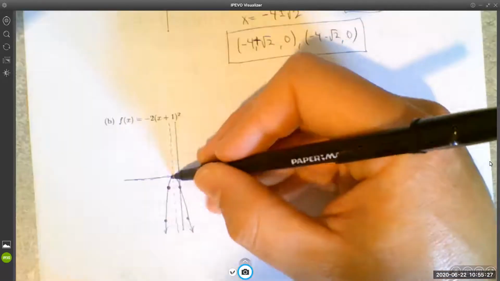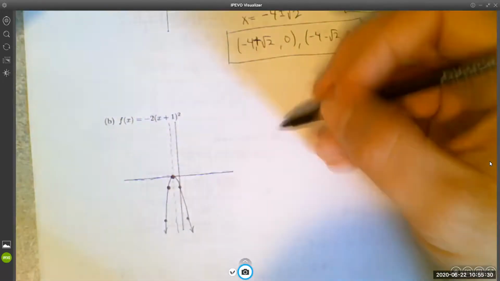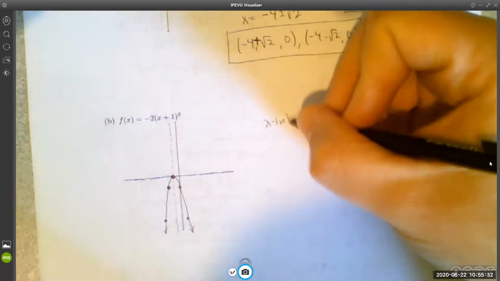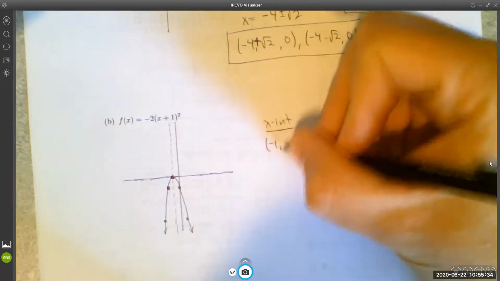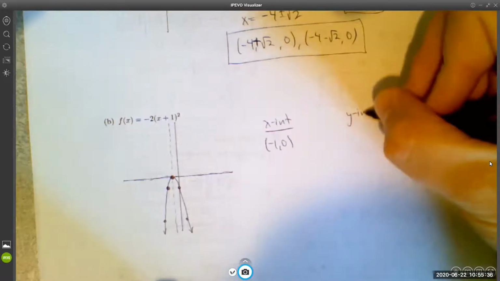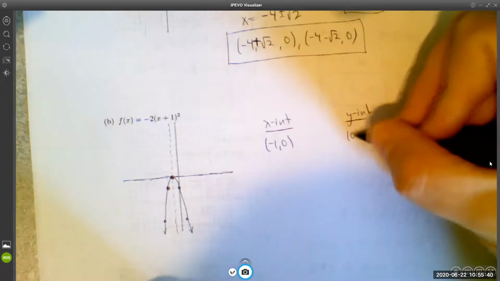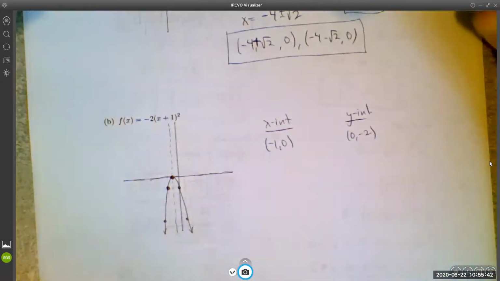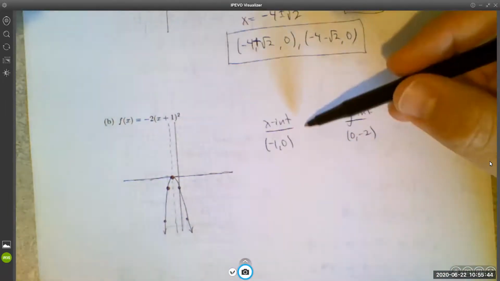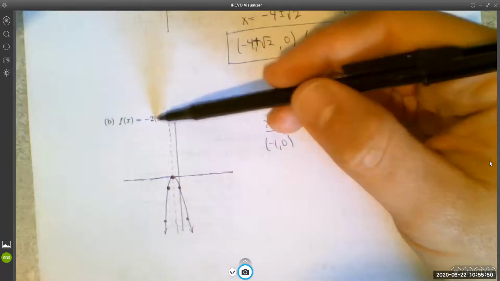In this case, finding X and Y intercepts is easy. We've already done it, right? This is the one and only X-intercept. So the X-intercept is the point (-1, 0). And the Y-intercept is this point right here, that's (0, -2). If you'd like, you could verify that: to find the X-intercept, you plug in 0 for Y and then solve for X. To find the Y-intercept, plug in 0 for X and then simplify.